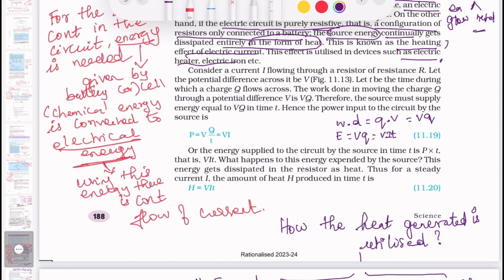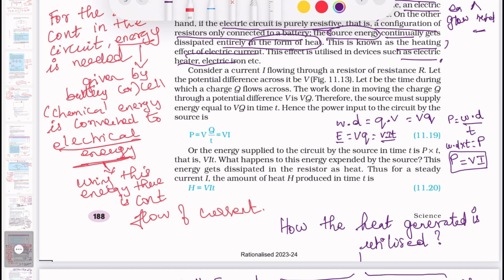So now, how is this energy related to power? Power is nothing but work done over time. The rate of work done over time is power. So work done into time T is nothing but power. So power also, I will say, P is equal to VI.